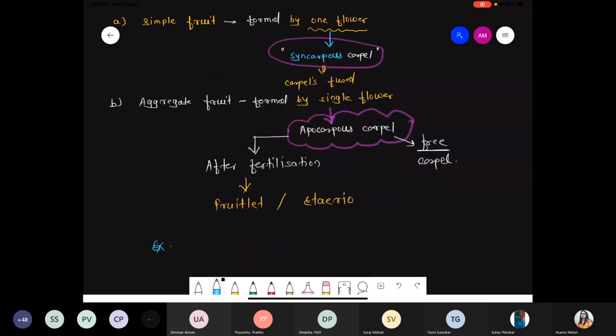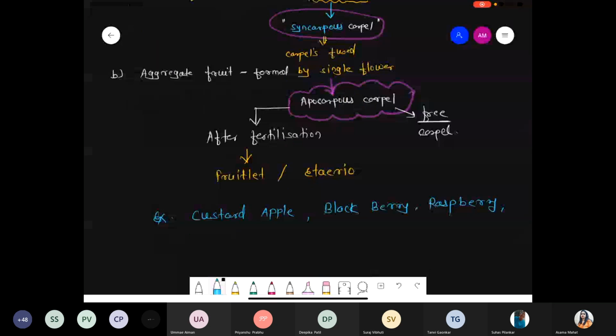First example we are talking about custard apple. Custard apple, they are having the fruitlets, right? Again blackberry, blackberry. Again we are talking about raspberry, strawberry also.